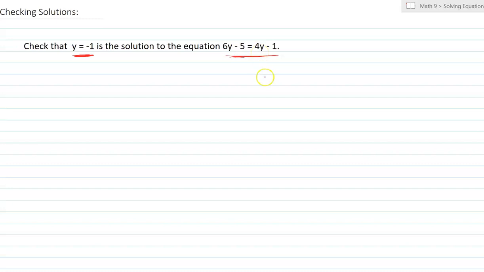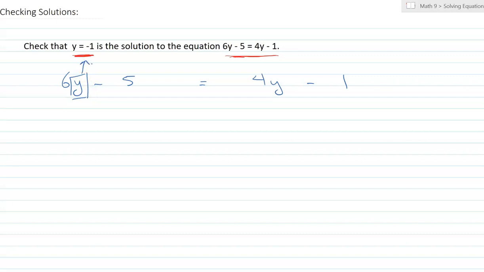Now, if you go ahead and solve this on your own, you will end up getting -1. Maybe we want to check that that is the right solution. So this is what you need to do. You need to make sure that the left hand side of this equation is equal to the right hand side of this equation. Okay, so 6y minus 5 equals 4y minus 1, and each one of them I'm going to do independently. So wherever you see y right here, you're going to replace it with -1.